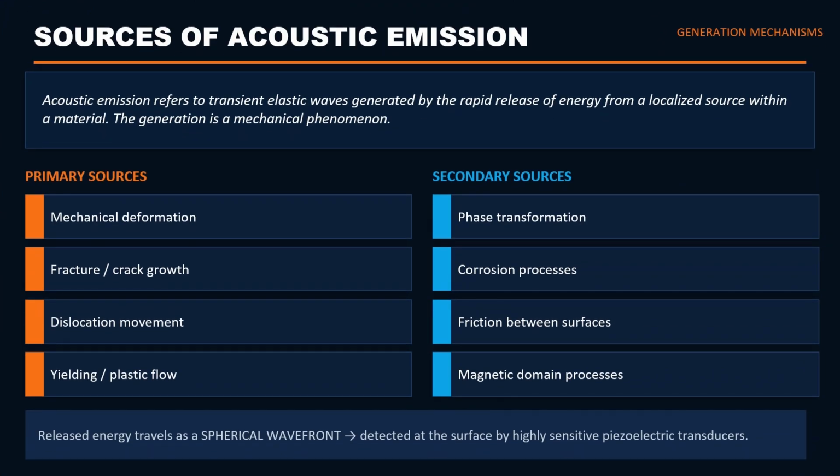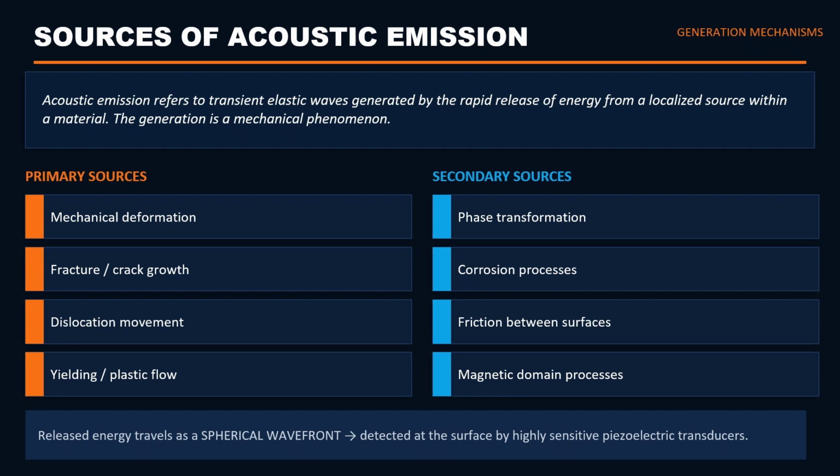Let's discuss the sources of acoustic emission. Acoustic emission is the generation of transient elastic waves caused by the rapid release of energy from a localized source within a material. The primary sources include mechanical deformation, crack growth, dislocation movement, and plastic deformation. These are directly related to material stress and damage. The secondary sources include phase transformation, corrosion processes, friction between surfaces, and magnetic domain activity.